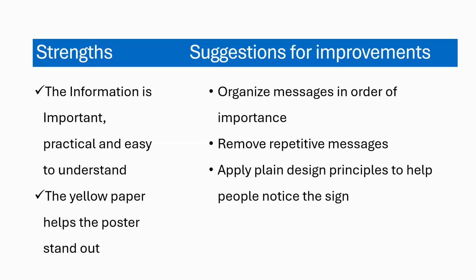Then for suggestions for improvement, organize messages in order of importance. For that, we use the combination of what the guide dog handlers know is most important and what's most important for the target audience, the general public, to pay attention to as well. The next bullet is to remove repetitive messages, because there were some repetitive messages in there. And third, to apply plain language design principles to help people notice the sign. That's an example, along with the really practical example about the fonts, of what feedback can do.